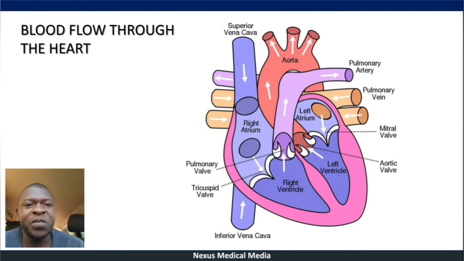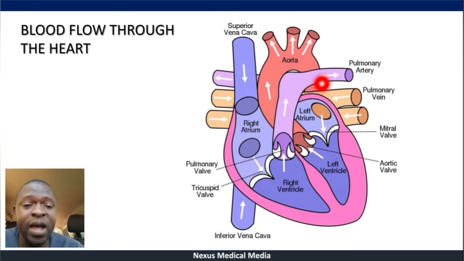Right, let's go through the blood flow through the heart again. Blood comes from the upper body via the superior vena cava and from the lower body via the inferior vena cava, and it will enter the right atrium. Then from the right atrium through the tricuspid valve we go to the right ventricle. From the right ventricle we go through the pulmonary valve to the pulmonary trunk, and the pulmonary trunk will bifurcate or divide into right and left pulmonary arteries, going where?